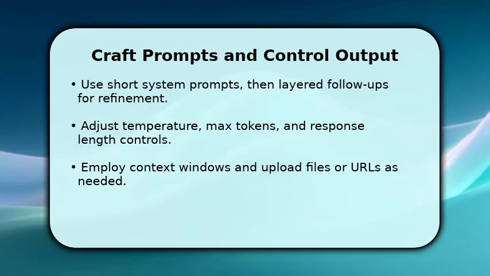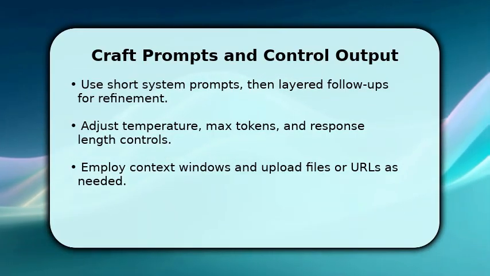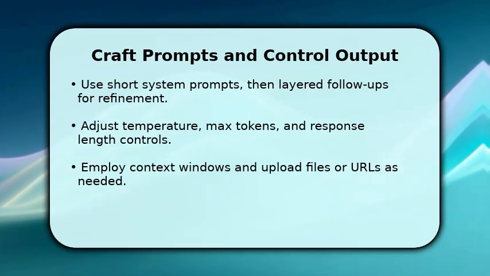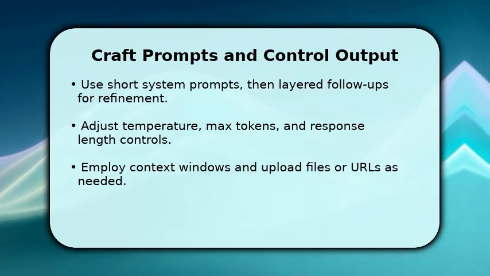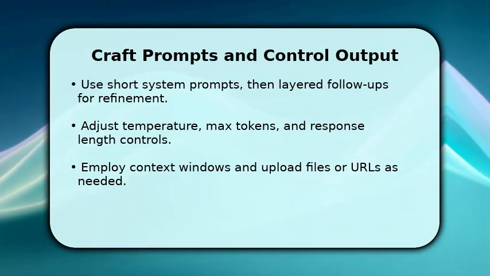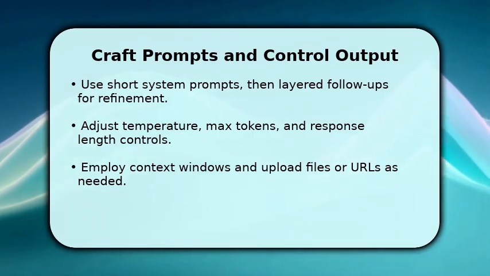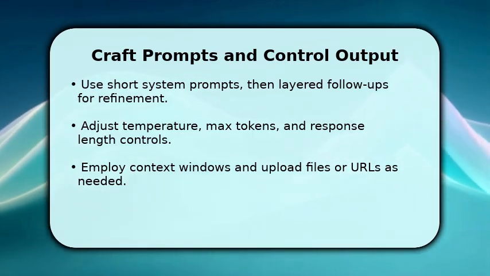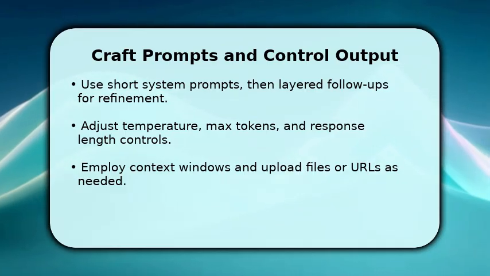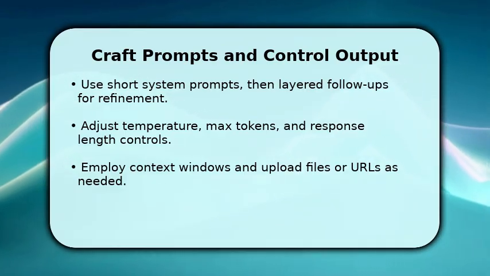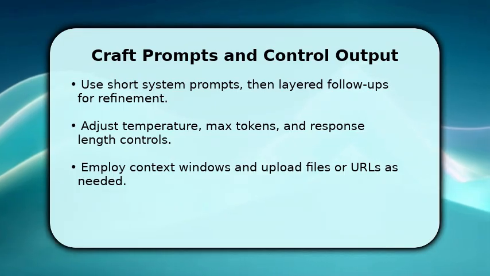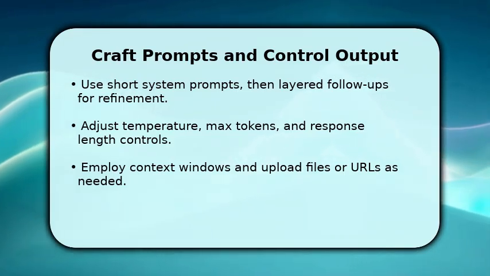You now focus on how you prompt live Gemini. Begin with a concise system instruction to set role and tone, then layer follow-ups to refine details. Because output varies, adjust temperature for creativity and max tokens for completeness. Lower temperature yields deterministic answers, higher gives variety. Make use of the context window, provide short docs or file uploads to ground responses.